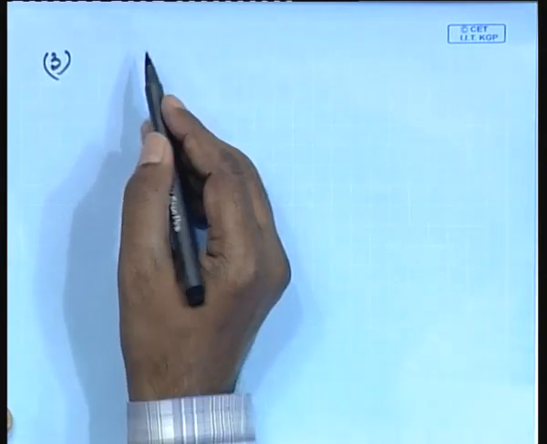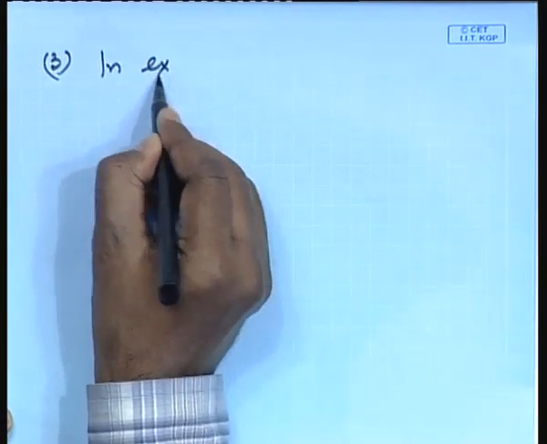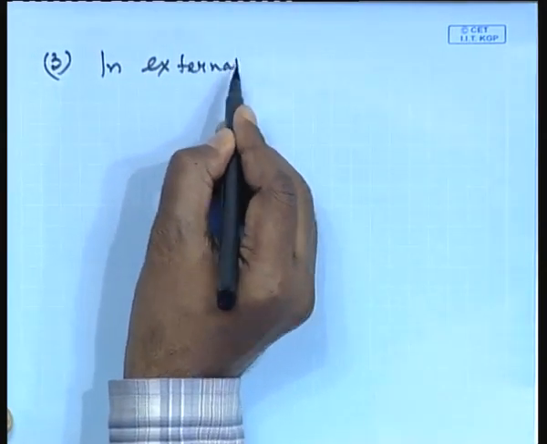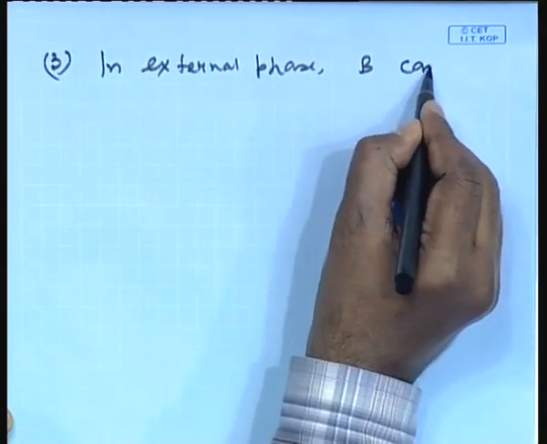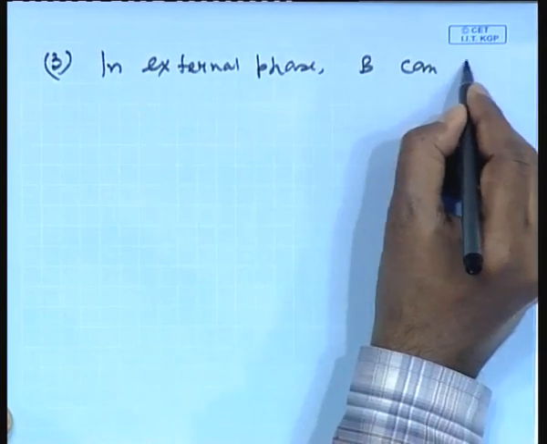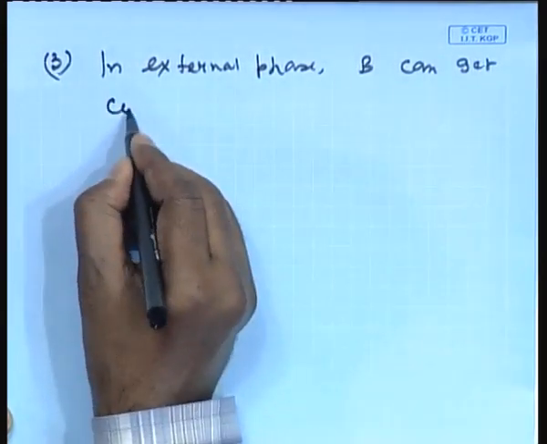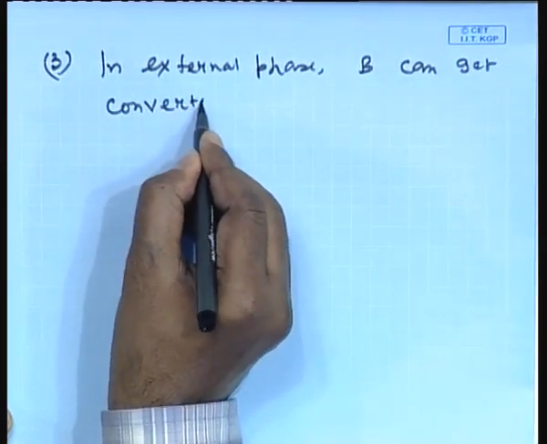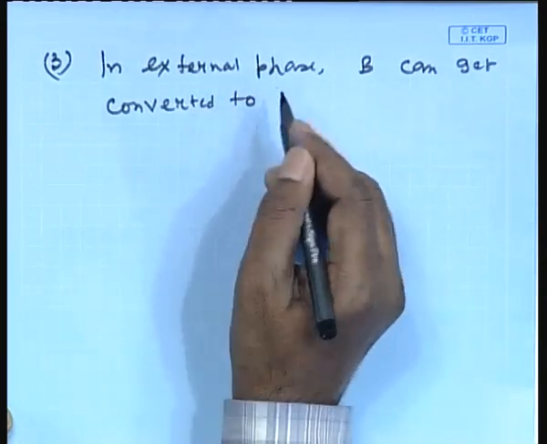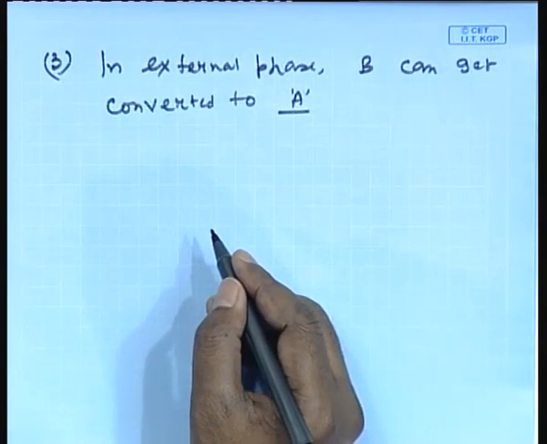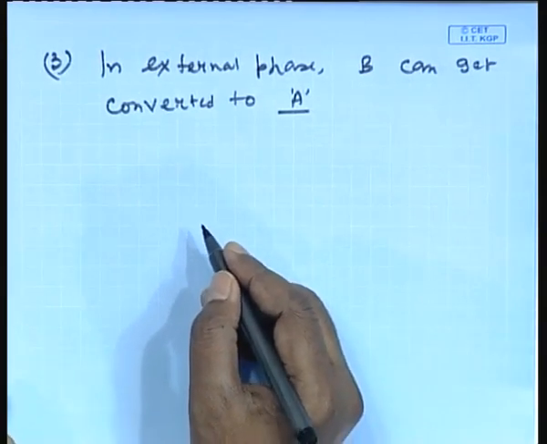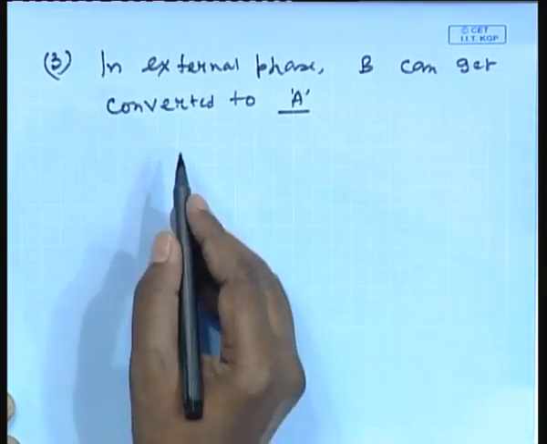And in the external phase, when the internal phase comes to the external phase, B can get converted to, let us say, the original pollutant A. Thus, A can exist only in the internal phase.